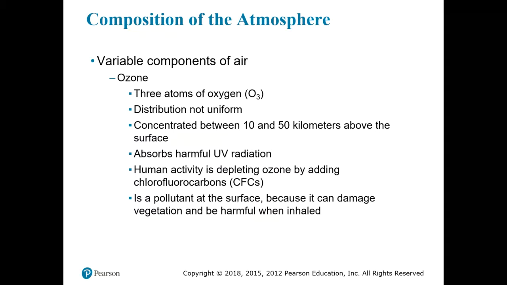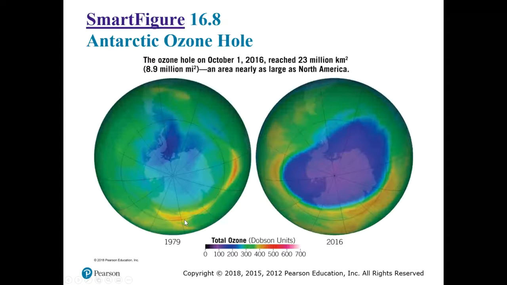If there's human activity that depletes that ozone layer, and we've stopped making those chlorofluorocarbons, the CFCs, because they were breaking down our ozone layer. So we want to keep that ozone layer because it protects us from harmful UV radiation. Here is an ozone hole over the Antarctic, and you can see that big purple blob. It's pretty big, October 1st, 2016.